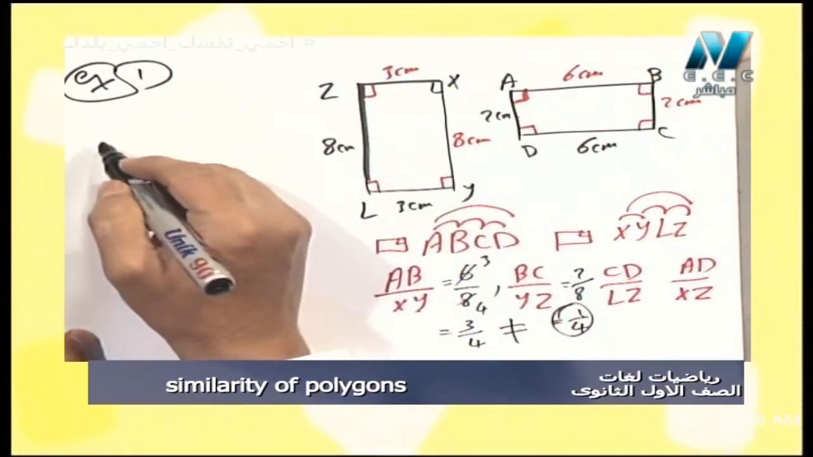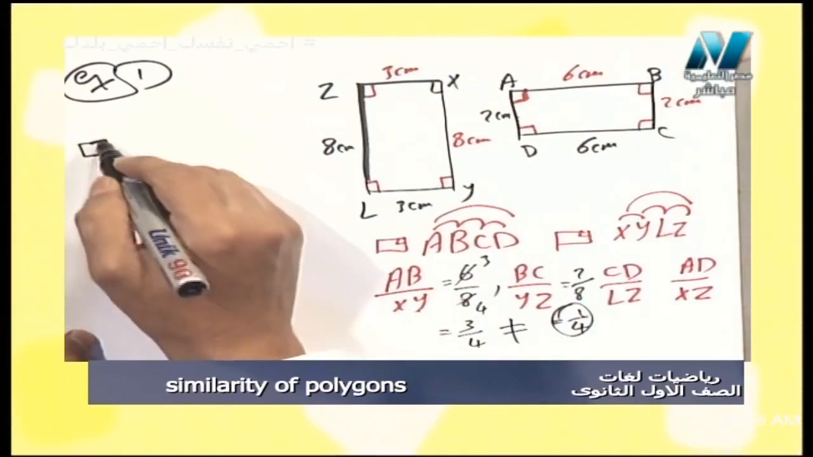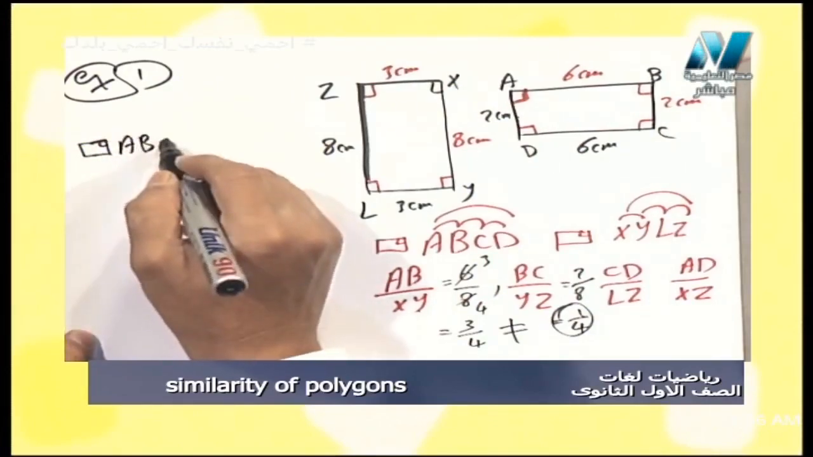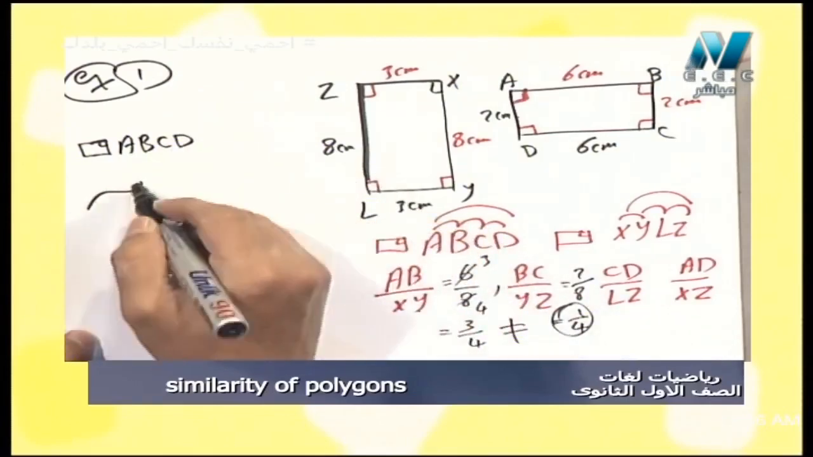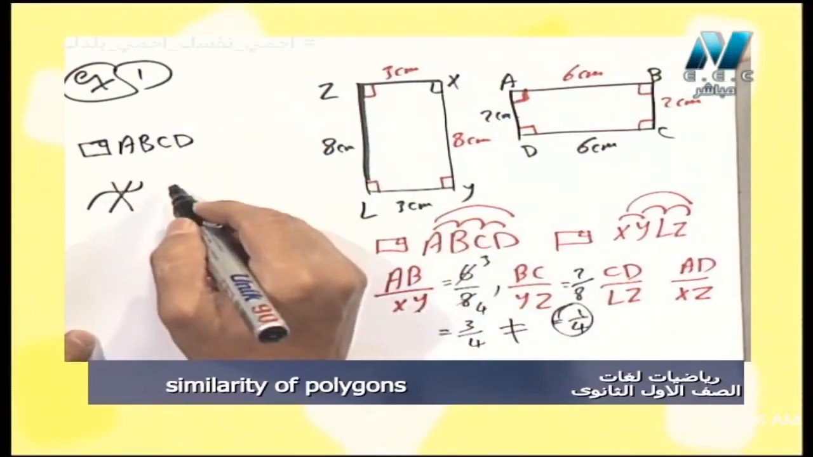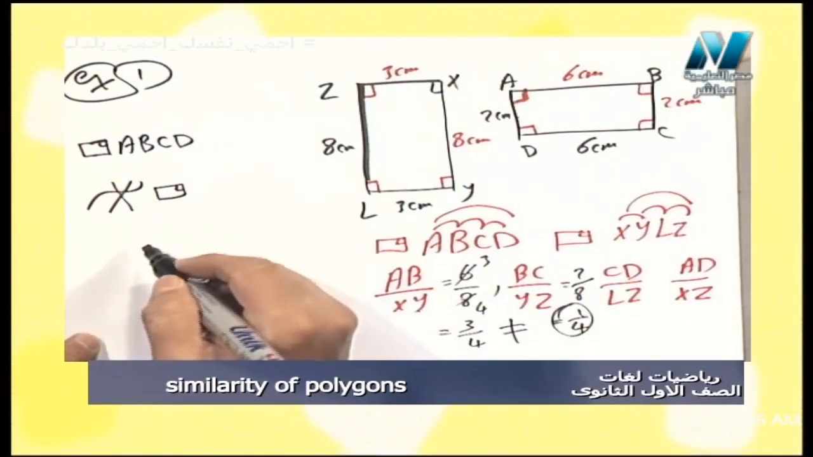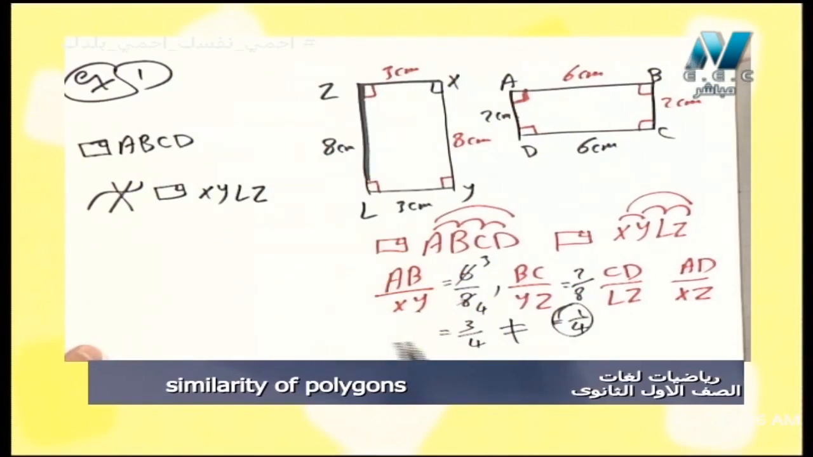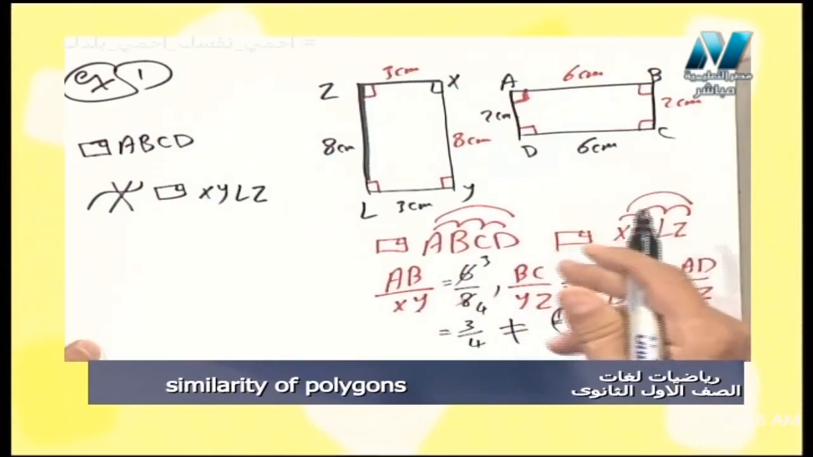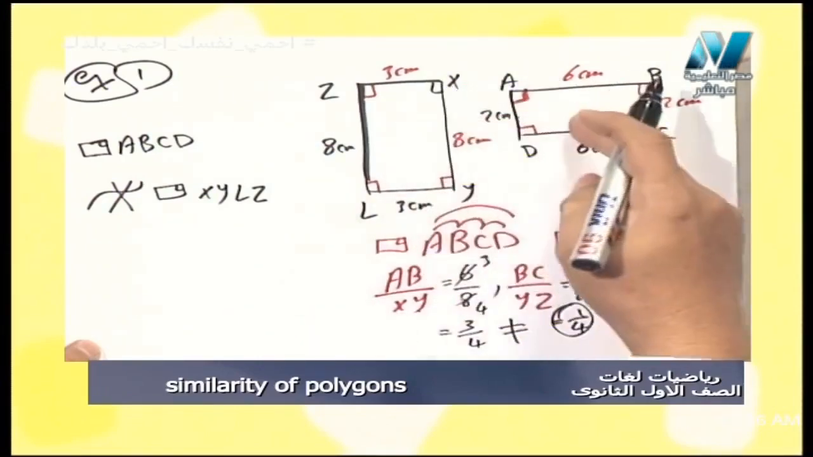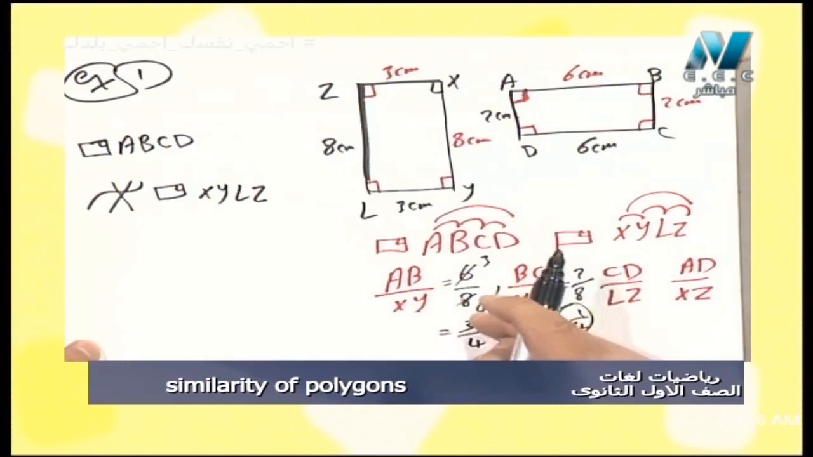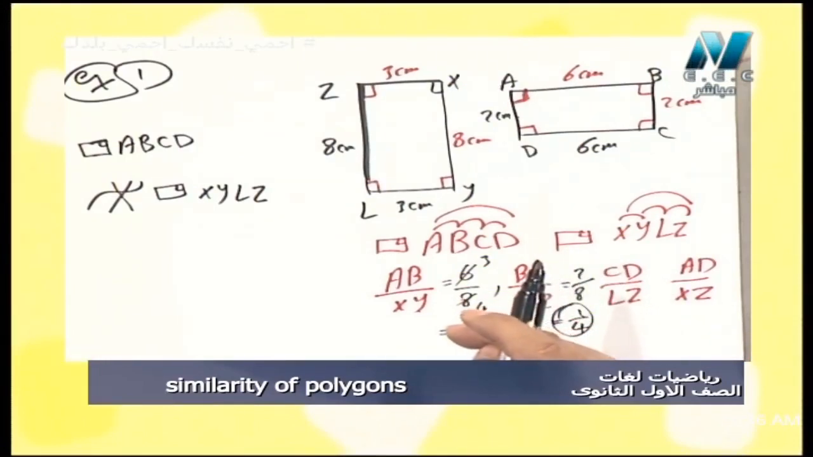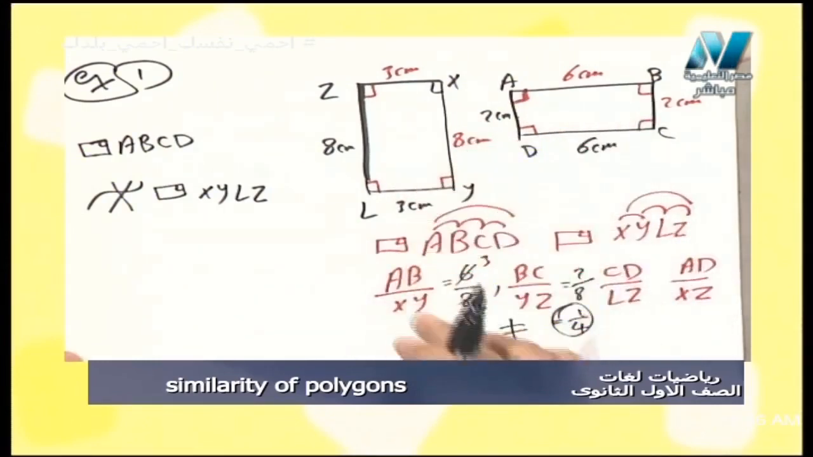So the rectangle ABCD is not similar to the rectangle XYLZ, because there must be two conditions. We have here one condition, which is that each pair of corresponding angles are equal in measure, but the second condition isn't satisfied. So we cannot say that the two rectangles here are similar.